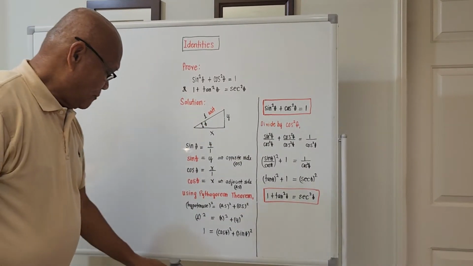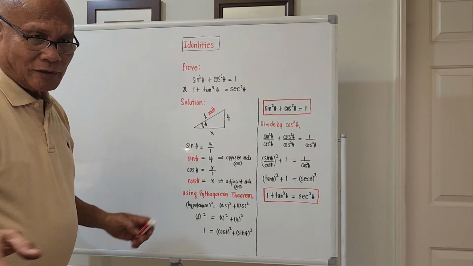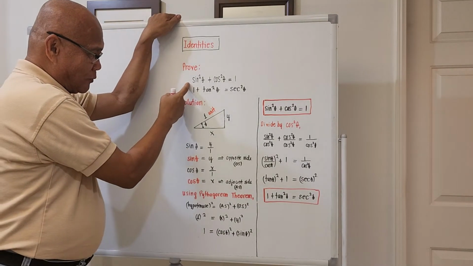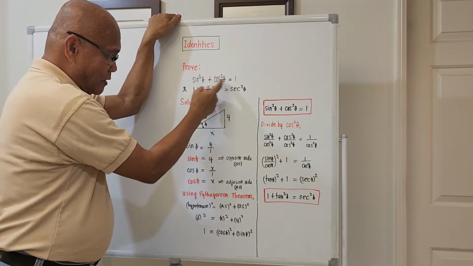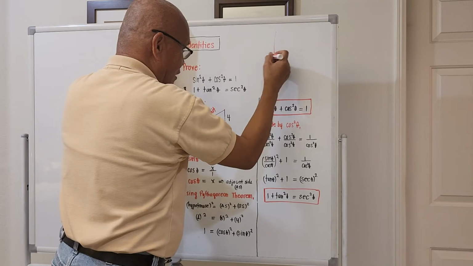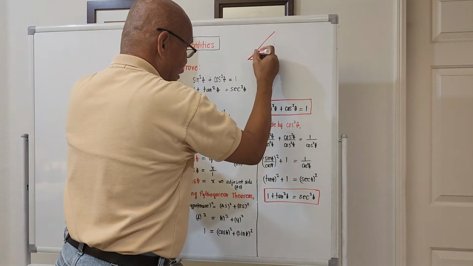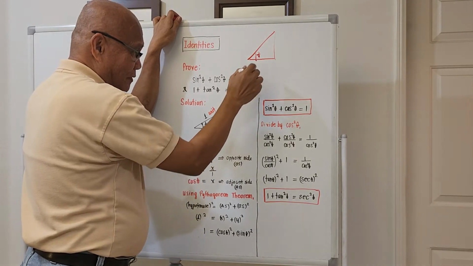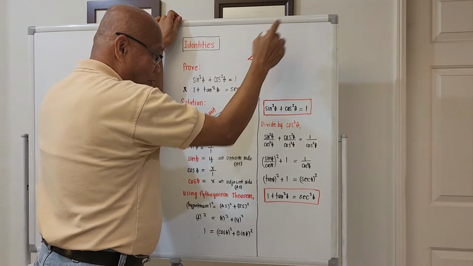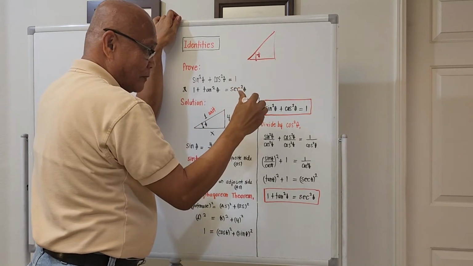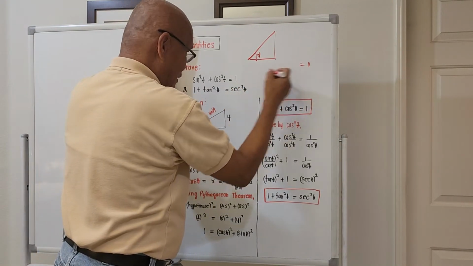The most popular identity in trigonometry is actually sine square of theta plus cosine square of theta is equal to 1. Meaning, in any right triangle, if this is theta, the sine of this angle squared and the cosine of this angle squared, this sum should be equal to 1. That's it.